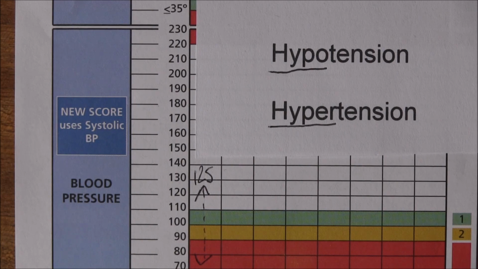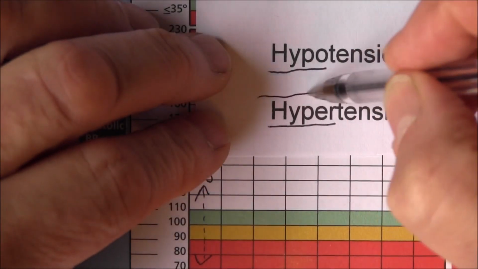But there's also what we call secondary hypertension, where the blood pressure is high because of renal disease, such as glomerulonephritis or arterial disease, or because the patient's taking drugs such as adrenaline, dopamine, or steroids, can all raise blood pressure, causing hypertension.